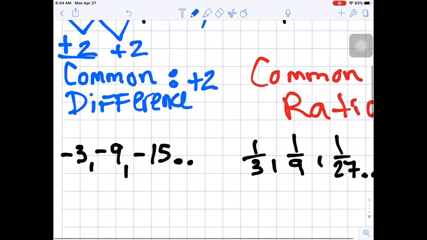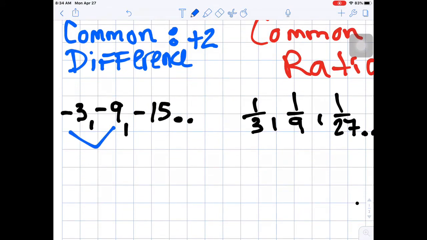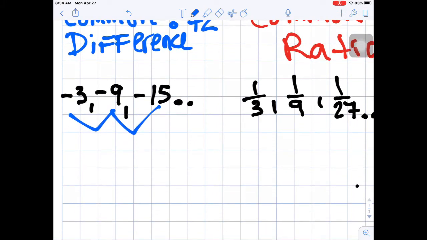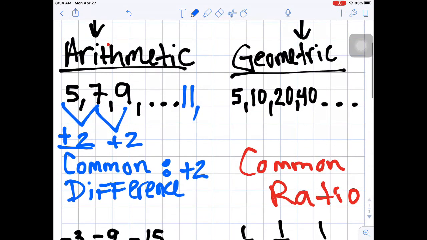Now, if you notice down here, this sequence is still decreasing or increasing, but this one's decreasing, so it's decreasing by 6, because from -3 to -9 you went down 6 spaces. From -9 to -15 you went down another 6 spaces. So the common difference is -6. So they call this an arithmetic sequence. Arithmetic.